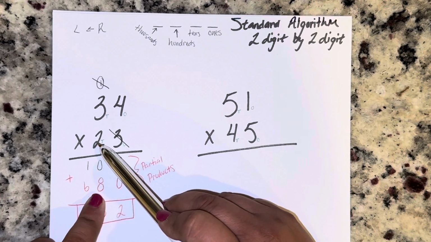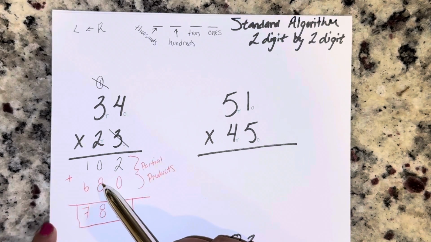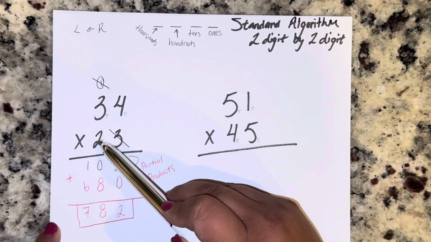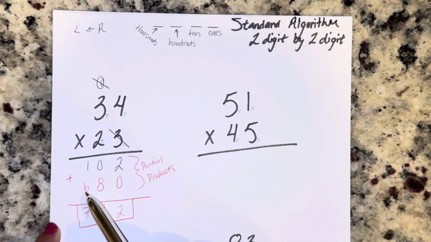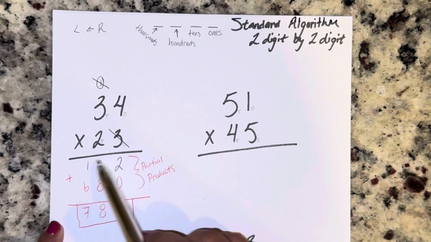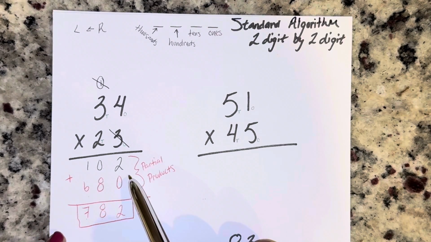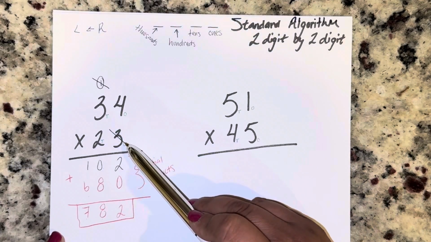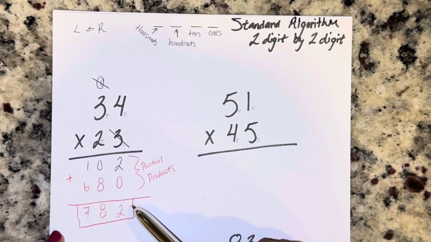So now we have 2 times 4 equals 8. 2 times 3 equals 6. These are my partial products, and I add those to get my product. So 34 times 23 equals 782.